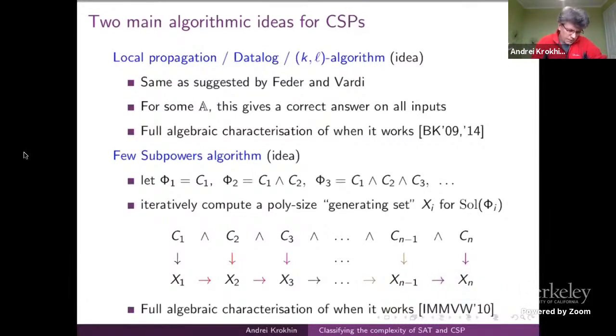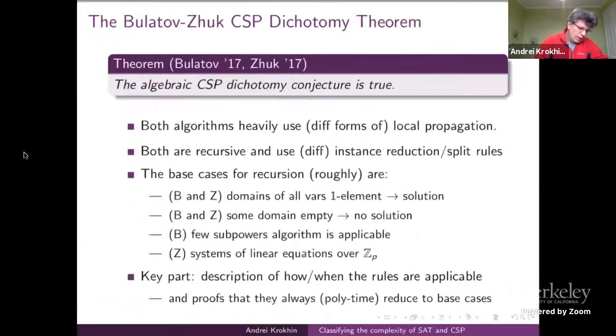And again, there was a full characterization of when this algorithm works, because of course, not always do you have such small generating sets. And when you do have them, you can actually compute them in polynomial time. So Idziak, Marković, McKenzie, Valeriote, and Willard fully characterized when this few subpowers algorithm works. And then all this eventually led to the resolution of the Feder-Vardi conjecture by Bulatov and Zhuk independently in 2017.